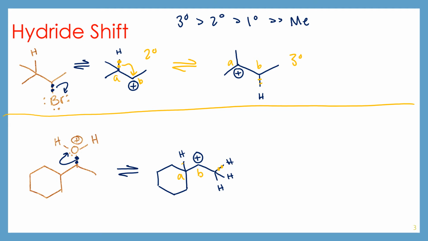But if we take the hydrogen and the two electrons from carbon A and shift it over to carbon B, we end up with another hydrogen atom on carbon B, so remember there was already one on there, and a carbocation on carbon A, which is now tertiary compared to our previously secondary carbocation. So this shift would also occur because it would create a more stable intermediate.